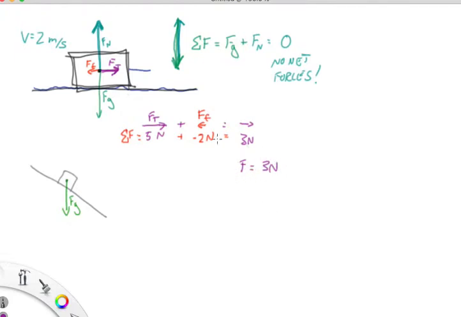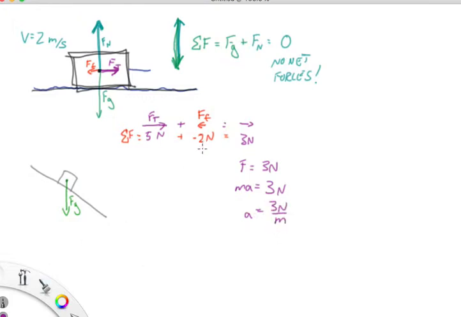If we know what the mass of this object is, we could figure out what the acceleration is because F equals ma. So ma equals 3 newtons. Then if we divide this by the mass, we could figure out what the acceleration would be.